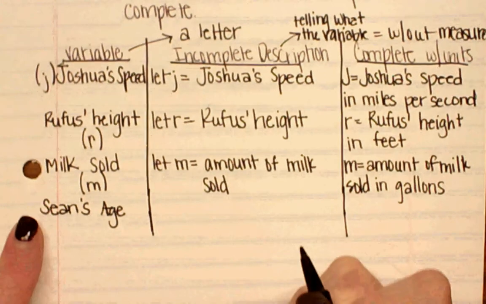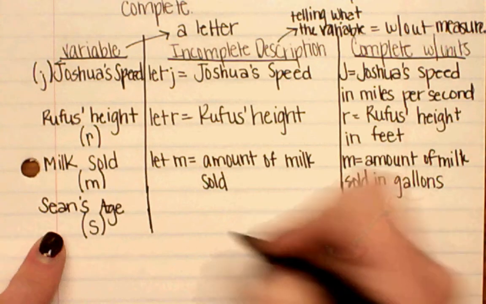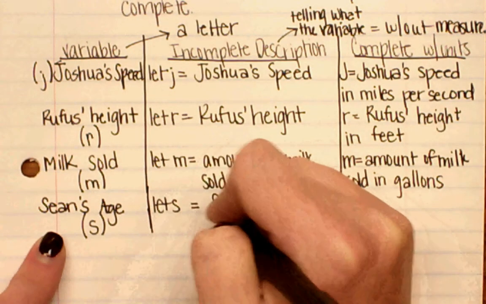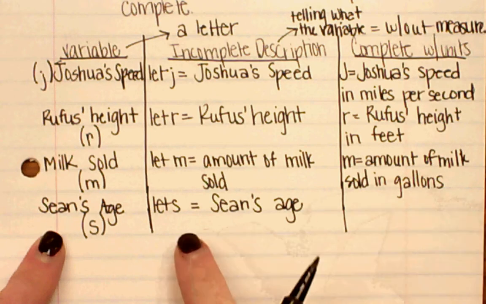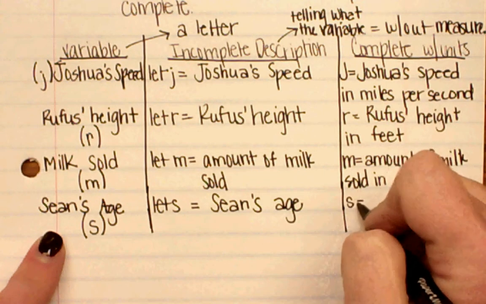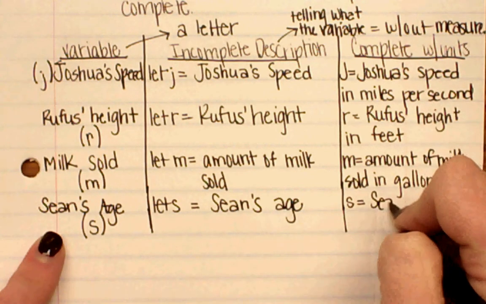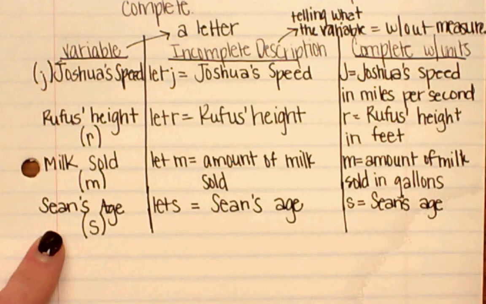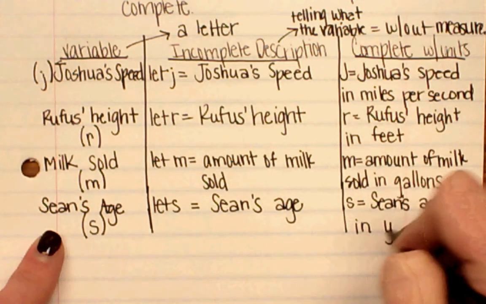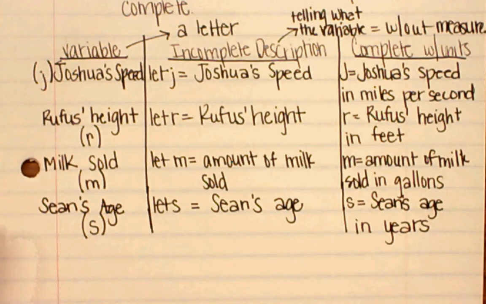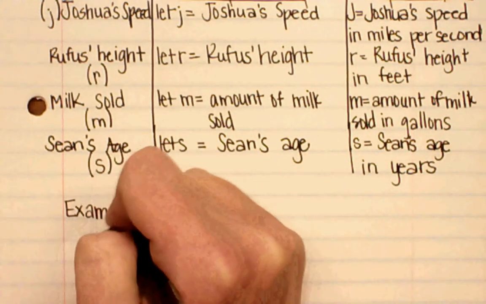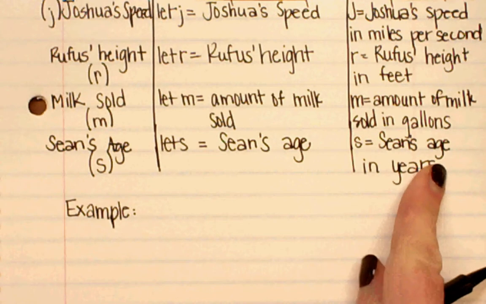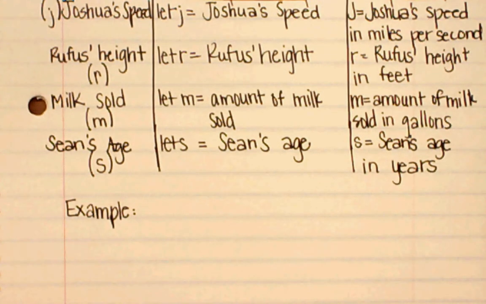Sean's age, looking at the first letter, it is Sean, so it's going to be S. And you're going to let S equal Sean's age. So there's our incomplete description. To make it complete, I'm going to have a measure involved. So S equals Sean's age. And when we talk about age, it is measured by years. So S equals Sean's age in years. Now this is going to be important in certain problems. Let me give you an example. So this is important, and then we move further to actually solve a math problem. Look for my example.